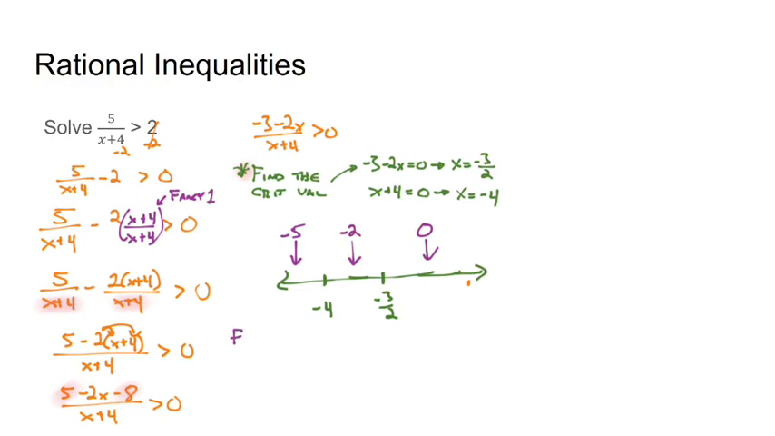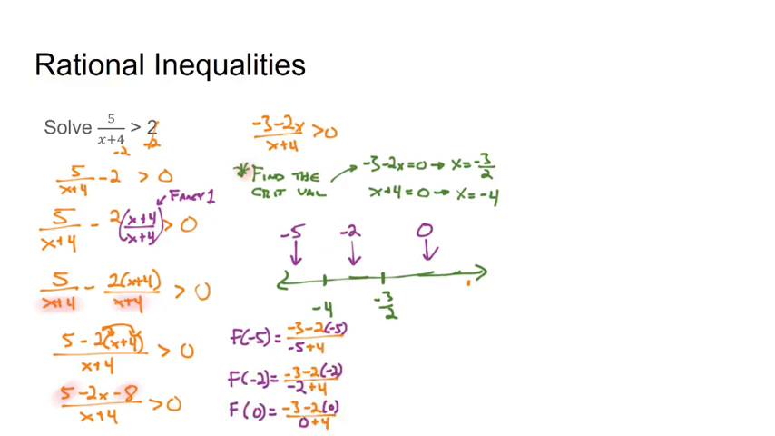So let's do f of negative 5. In other words, we're going to put a negative 5 into our function. Negative 3 minus 2 times negative 5 over negative 5 plus 4. Okay? But we're going to do the same thing with negative 2 and 0.